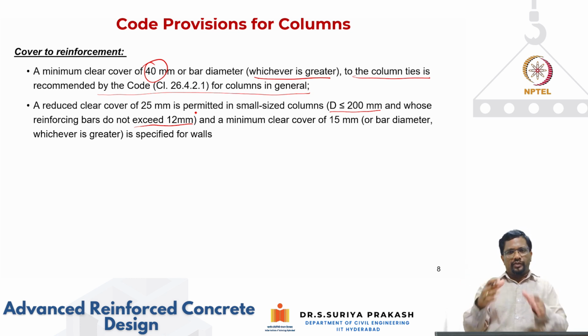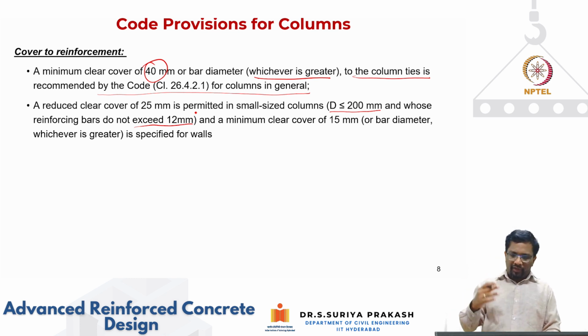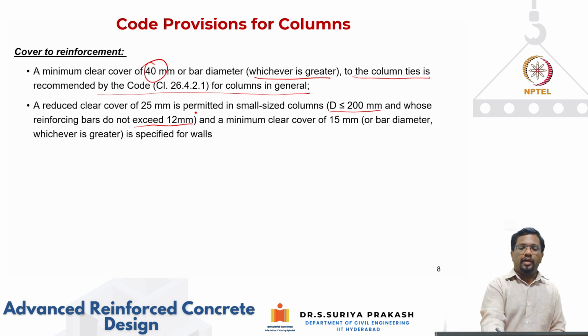you can reduce the cover, because for a small size member, if I'm putting a larger cover, then my bending moment resistance will come down. So the code is relaxing this requirement, and if I'm using small size columns, then I'm permitted to have a reduced clear cover, because if I'm again putting 40, the efficiency of bending resistance will come down. So that is the reason the code is allowing you to have a slightly reduced clear cover of 25.